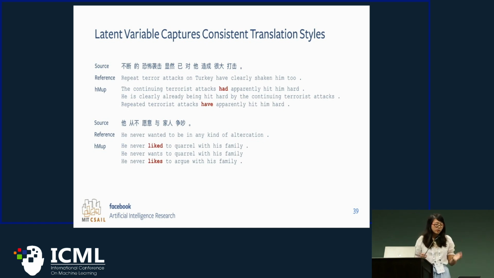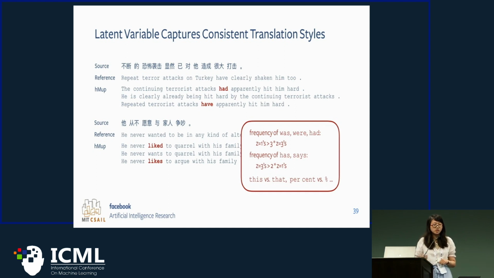Indeed, when we look at the generations, we find that for words like was, were, or had, their frequency from z equals 1 is more than 3 times higher than from z equals 3. Conversely, for words like has and says, their frequency from z equals 3 is more than twice higher than from z equals 1. Similarly, different latent values exhibit different preferences of using this versus that, and percent versus the symbol percent.